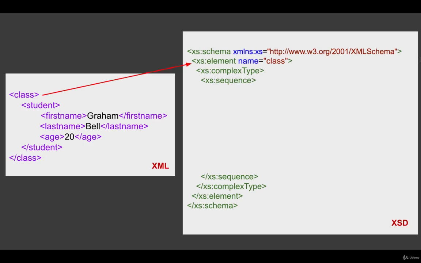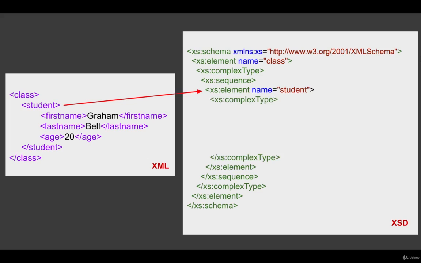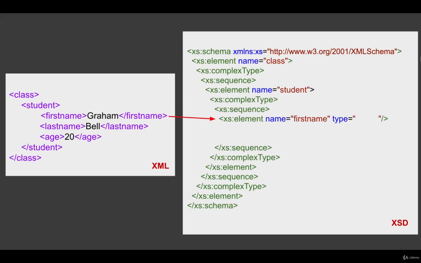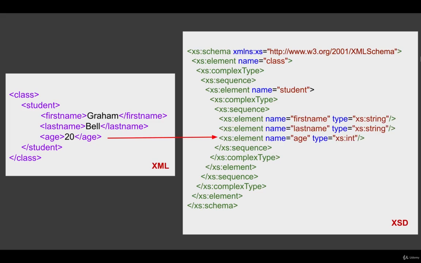And then if you want the child elements to appear in a particular sequence, we can add the sequence tag, and then we have the student tag. Again, this will be of complex type, and the sequence of child elements under the student tag are first name, which should be of type string, last name, and again the value should be of type string, and age should be of type integer. So this is an XML schema or an XSD for this particular XML.